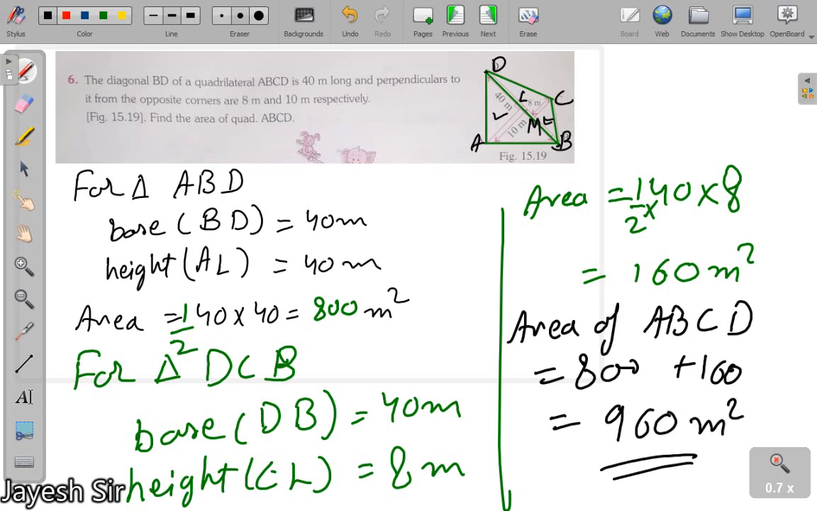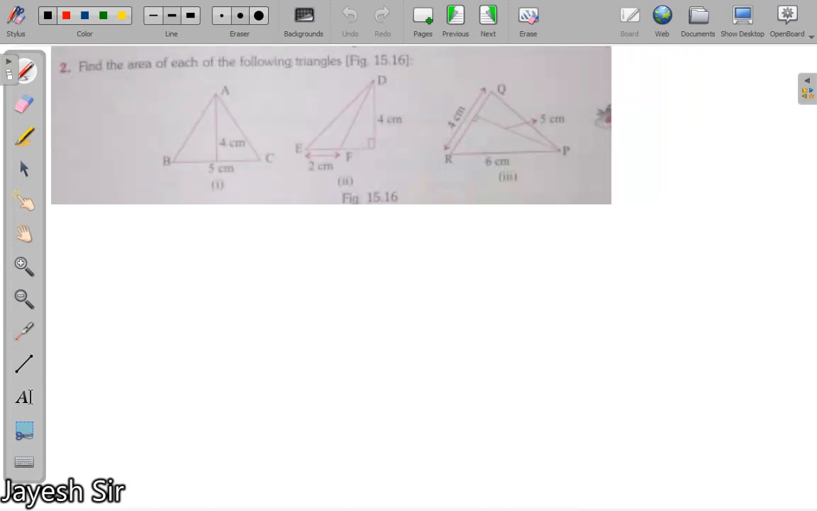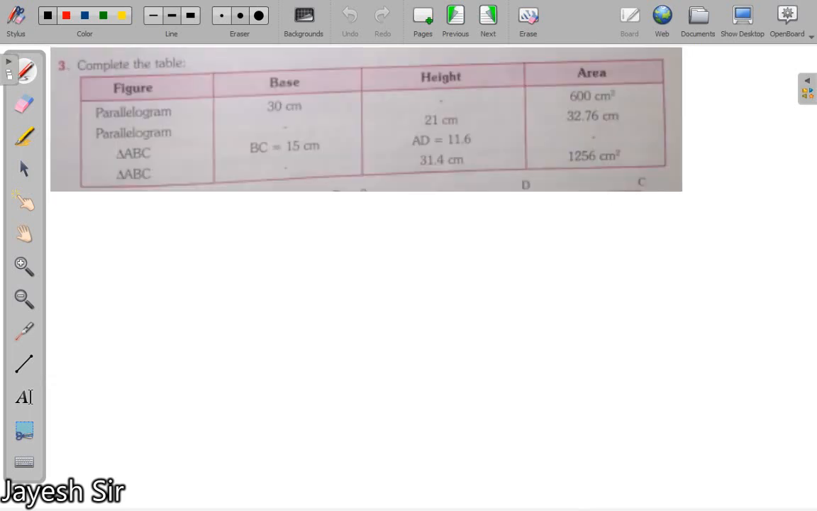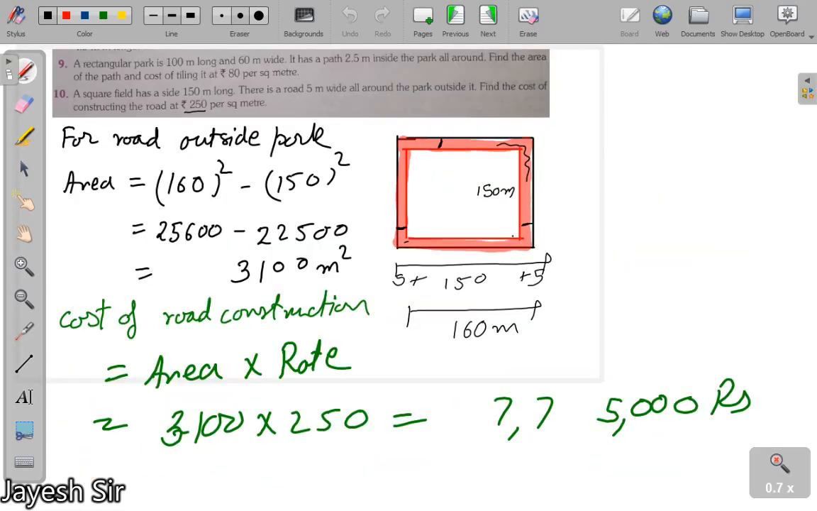Okay, so we will pause up till today. For homework from this exercise, I want you to try question number 3 and question number 2. Okay, from previous exercise, you have question number 9 as today's homework.